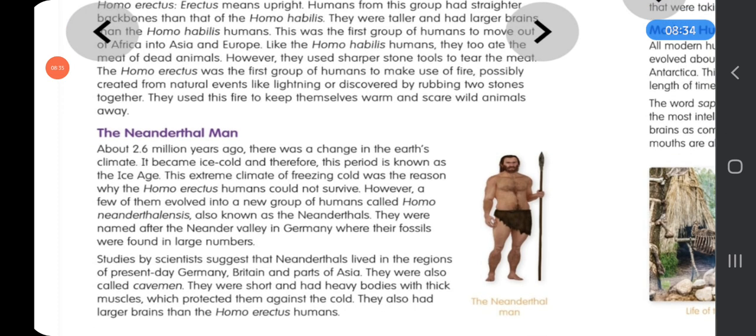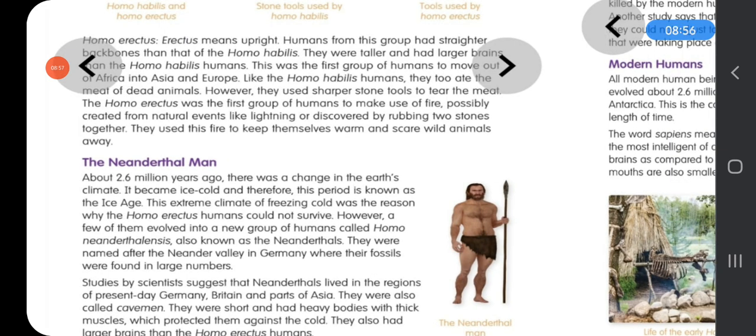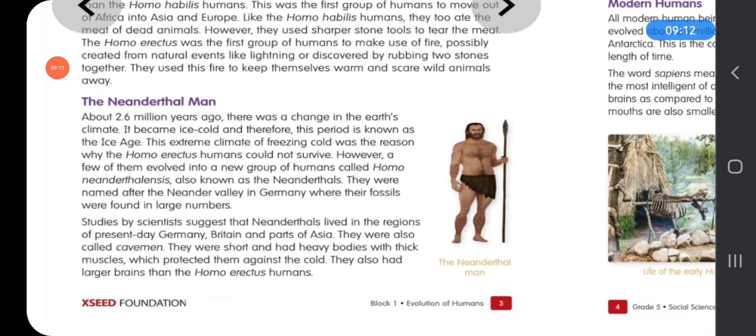Like the Homo habilis humans, they too ate the meat of dead animals. However, they used sharper stone tools to tear the meat. The Homo erectus was the first group of humans to make use of fire, possibly created from natural events like lightning or discovered by rubbing two stones together. And which is the first group of humans to use tools? Homo habilis. And which was the first group of humans to use fire? Homo erectus. Next is the Neanderthal man.